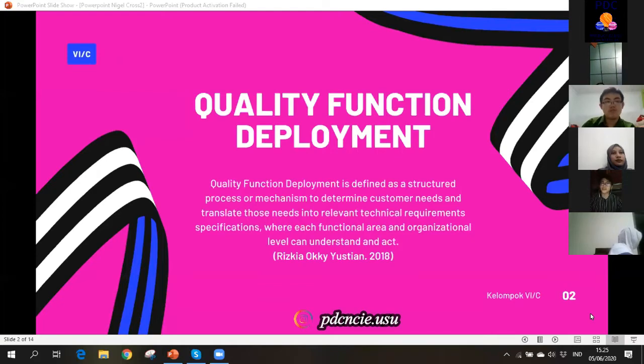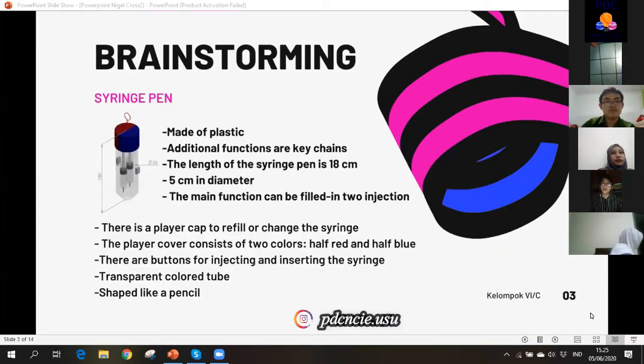And what is our product? Our product is the syringe pen. It was an idea from when we were doing brainstorming. Brainstorming is a group creativity technique by which a conclusion is found for a specific problem by gathering a list of ideas spontaneously. And here, we concluded 10 of its characteristics.